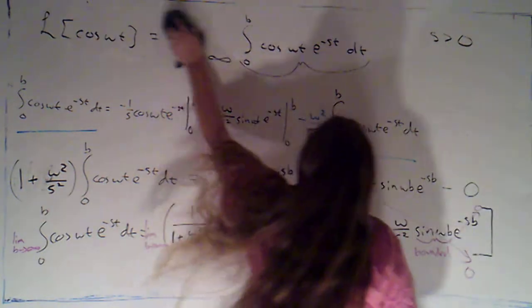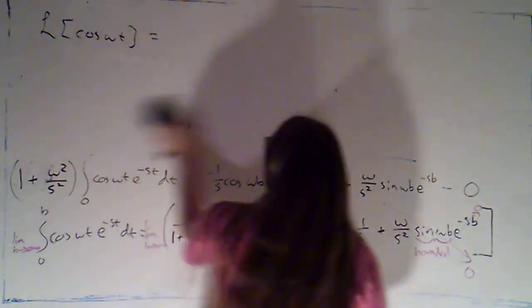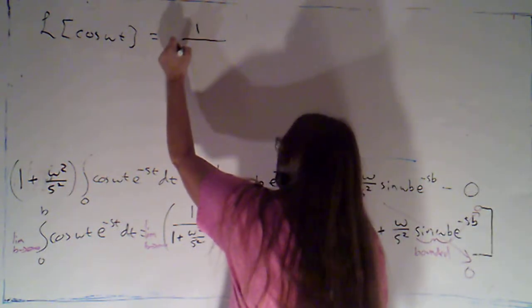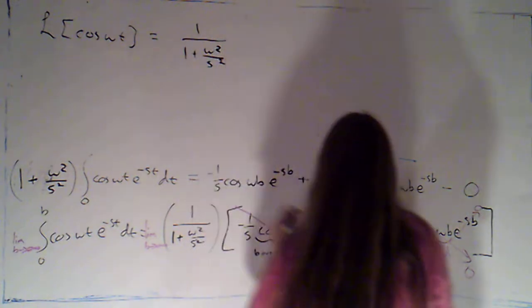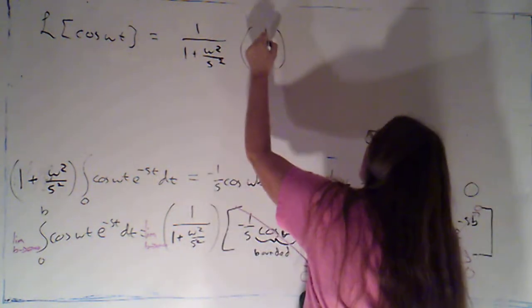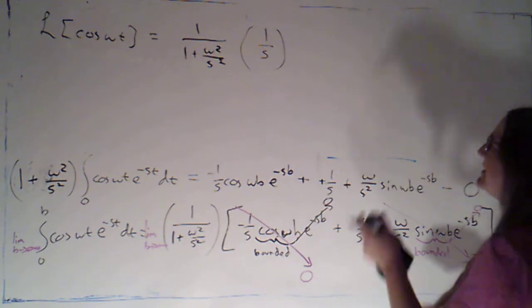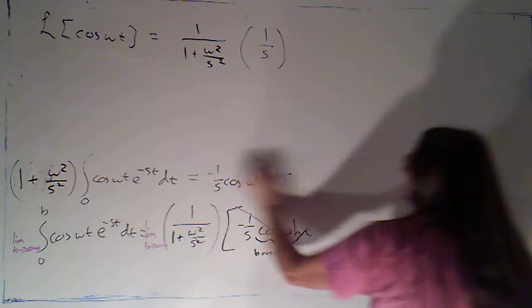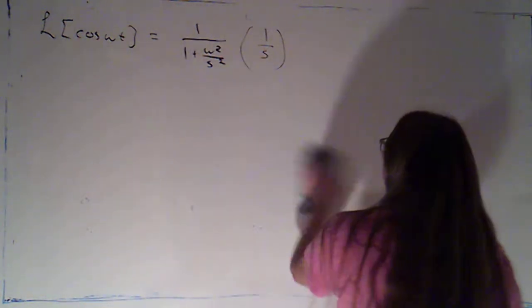Let me write that out. That's the limit that we were trying to evaluate. We've now got that that's 1 over 1 plus omega squared over s squared times 1 over s. Okay, let's try and simplify that, because that's a messy, complex fraction, but I think we ought to be able to simplify that and get something a little bit nicer.